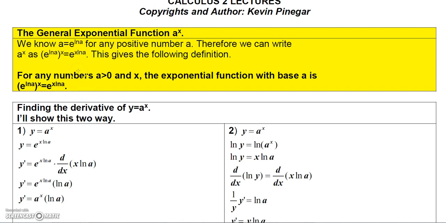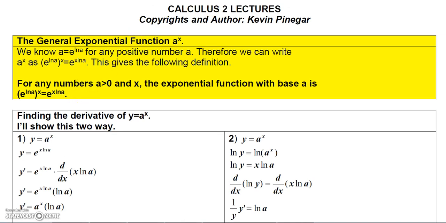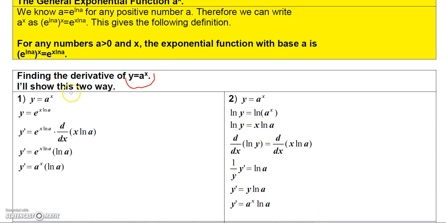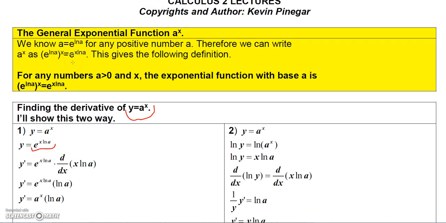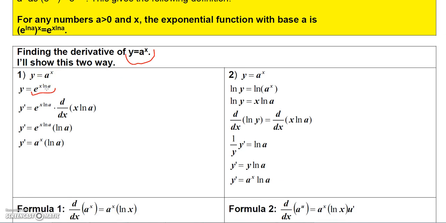Okay, in this video I'm going to show you how to find the derivative of y equals a to the x, where a is a base other than e. There are two ways you can go about this. One way would be to write a to the x as e to the power x times natural log of a. And if you read this up here, it tells you why you can do that.